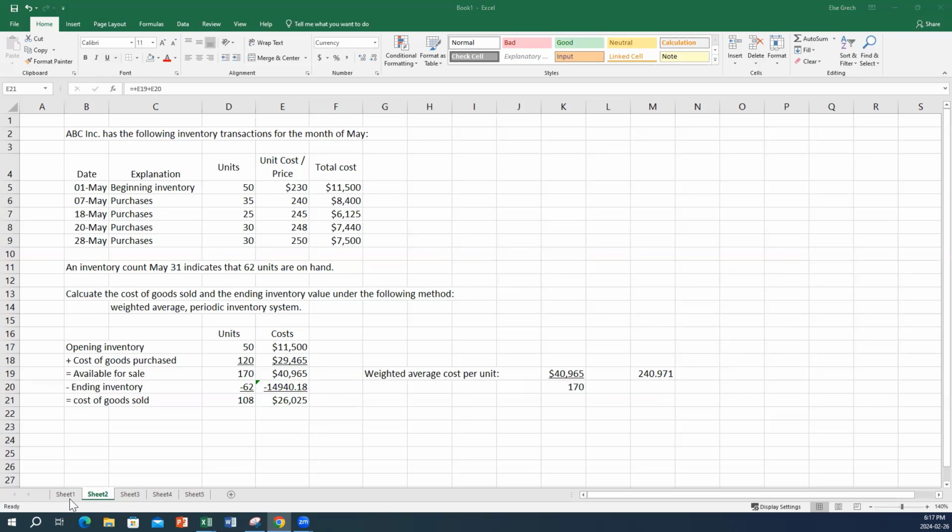Now, can we verify this number? Absolutely. We can actually take the average cost and multiply it by the number of units in the cost of goods sold. If it's correct, it should end up being exactly the same. And we can see, if I'm just rounding it in Excel, not actually rounding it, it's $26,025. So this is the method that we would use to calculate the weighted average cost of goods sold and ending inventory under the periodic inventory system.